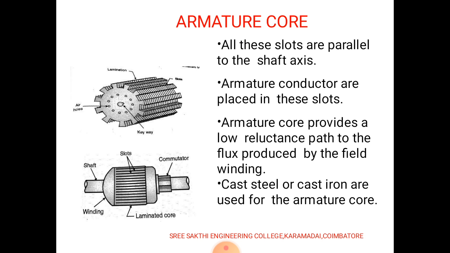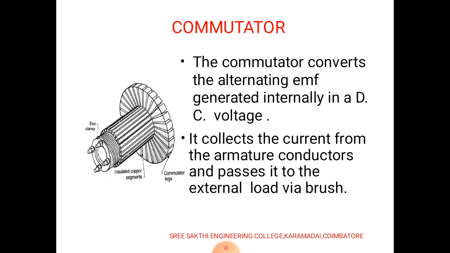Armature core. All these slots are parallel to the shaft axis. Armature conductors are placed in these slots. Armature core provides a low reluctance path to the flux produced by the field winding. Cast steel or cast iron are used for the armature core. Commutator converts the alternating EMF generated internally into DC voltage. It collects the current from armature conductors and passes it to the external load via brush.